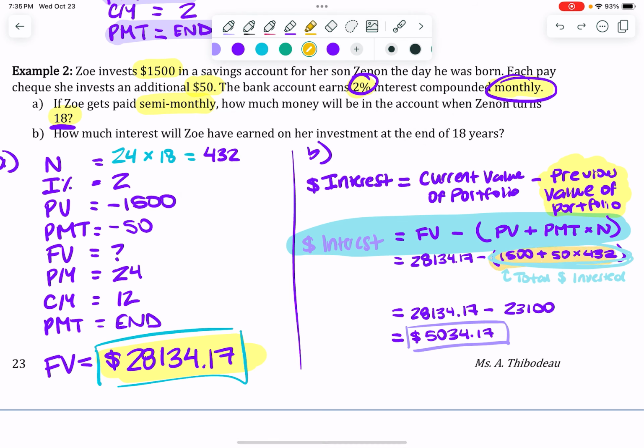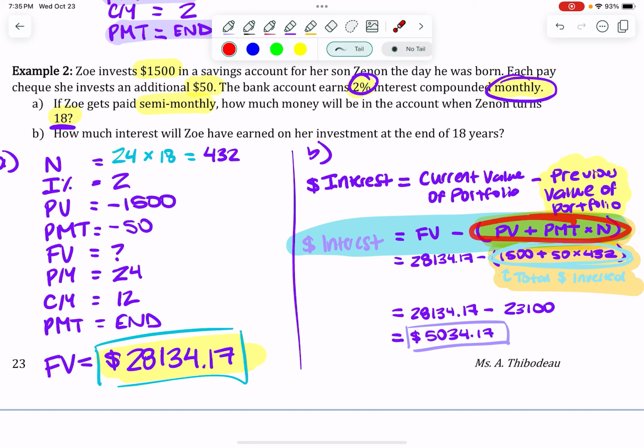Sure, dark yellow. Okay, and that's just this. Now it also might be worthwhile to indicate on my formula sheet the total dollar amount invested, not of interest, that was a slip up by me. The total dollar amount invested is just this part here. It is my PV plus PMT times N.